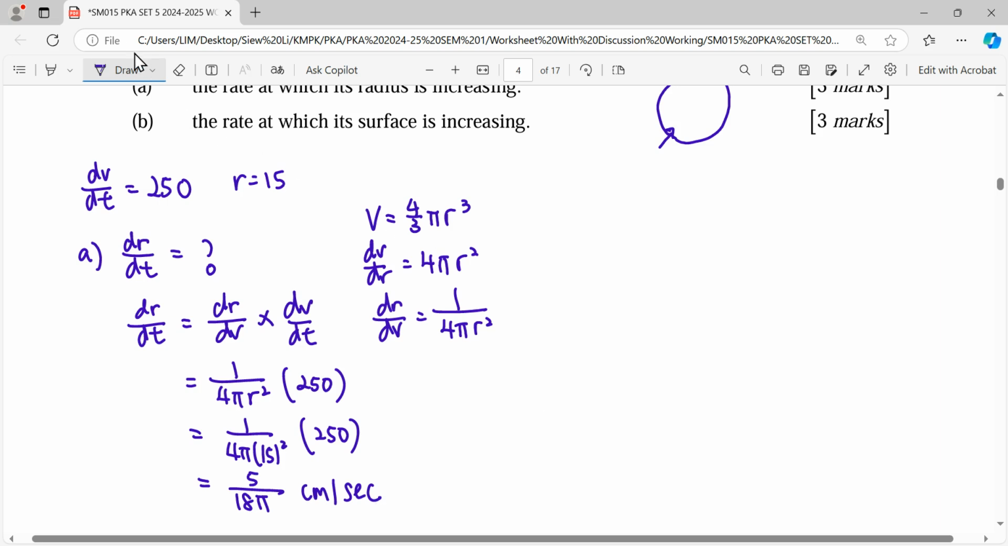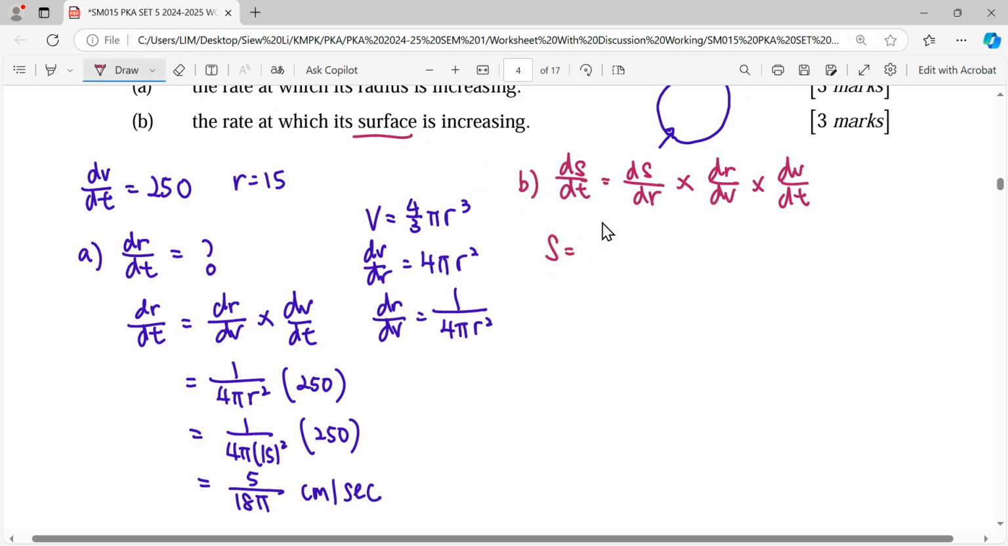Then we move on to the second part, B, for the rate of change of its surface, so dS/dt. Surface area can only relate to r, so we multiply dS/dr times dr/dt, or dr/dV times dV/dt. Since we don't have the formula for dr/dt, we put back the original formula with dS/dr, dr/dV, and dV/dt. So start from the surface area formula.